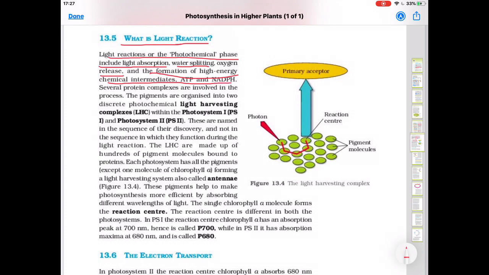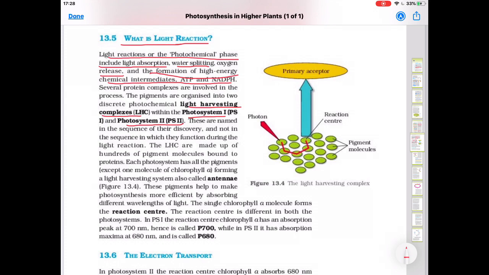ATP full form is adenosine triphosphate and NADPH is nicotinamide adenine dinucleotide phosphate. The pigments are organized into two discrete photochemical light harvesting complexes. So these pigments are in a group known as light harvesting complex. They can be of photosystem 1 and photosystem 2.